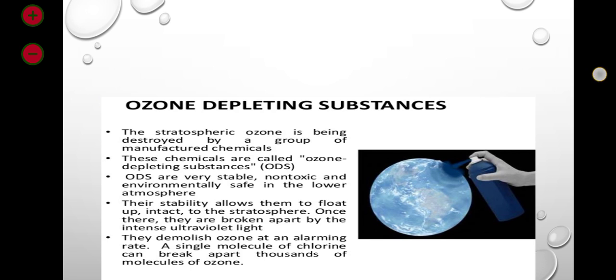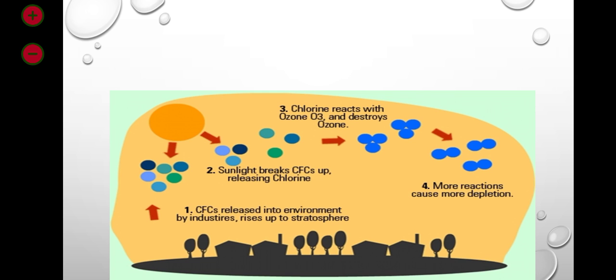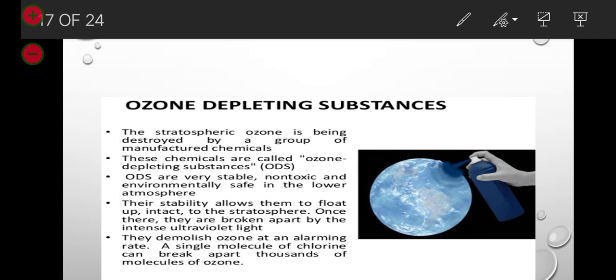Ozone depleting substances. The stratospheric ozone is being destroyed by a group of manufactured chemicals. Just now you came to know what manufactured chemicals are. These chemicals are called ozone depleting substances. ODS means ozone depleting substances.